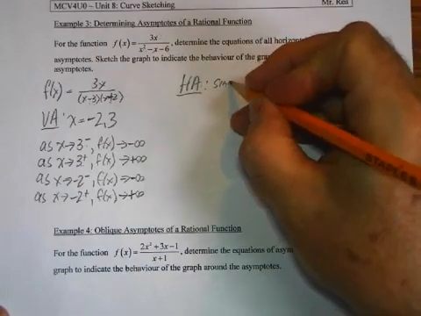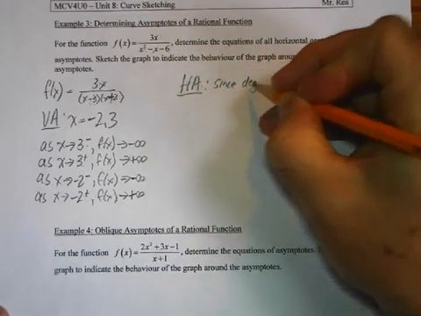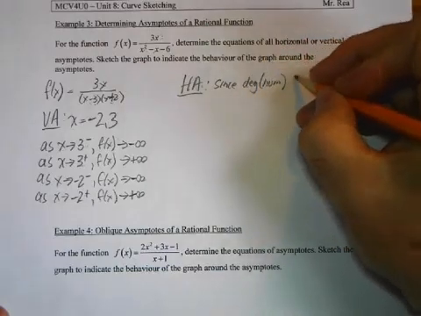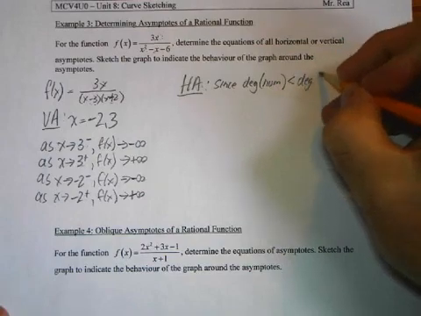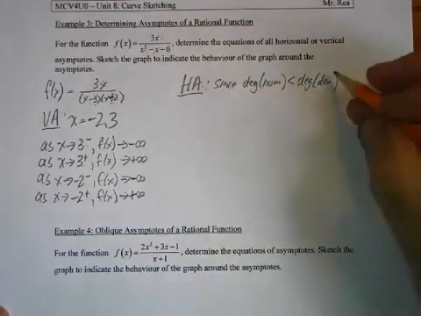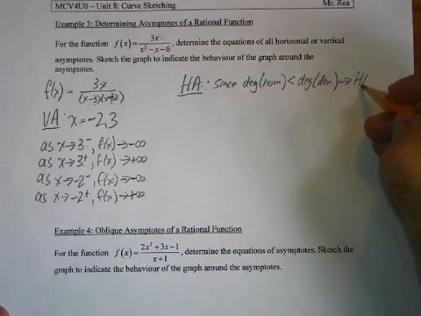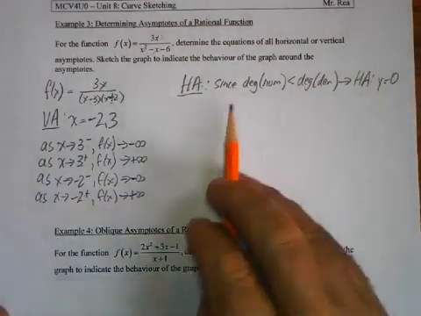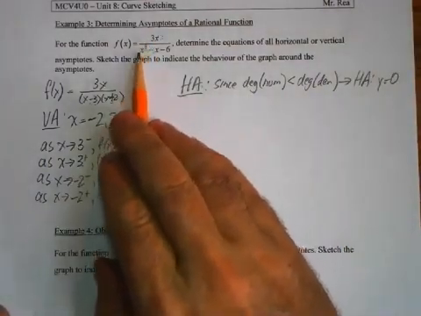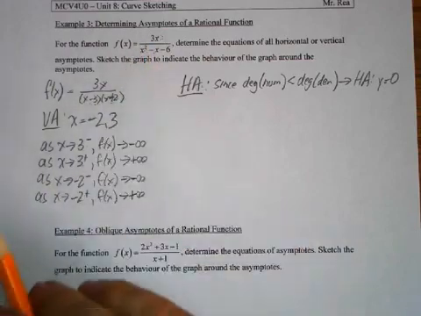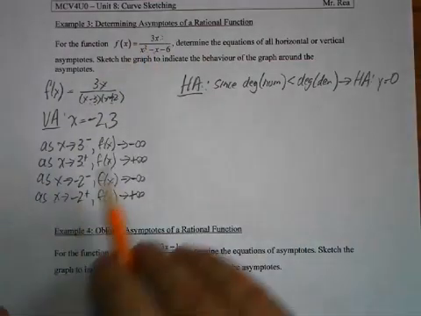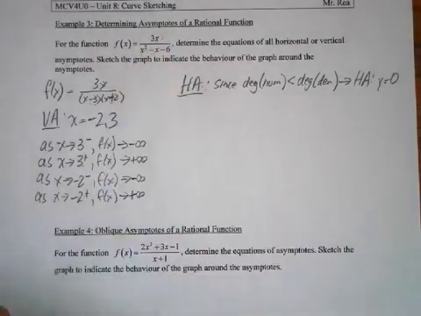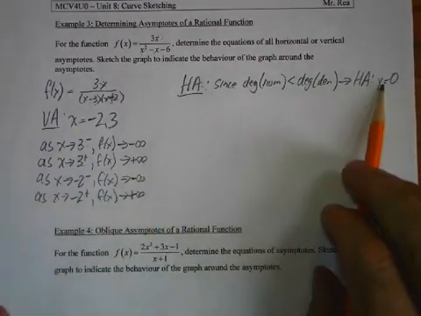All that we really need you to do is put the equation. Since the degree of the numerator is less than the degree of the denominator, this will always be true. The horizontal asymptote is y equals 0. Okay, if the degrees were the same, then that's where you take the ratio of the leading coefficients like we did in example 2. But since the degree of the denominator is higher than the degree of the numerator, we always know it's y equals 0.